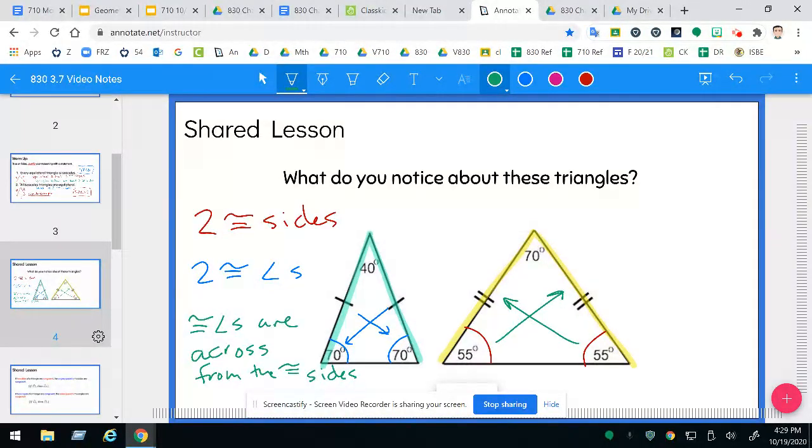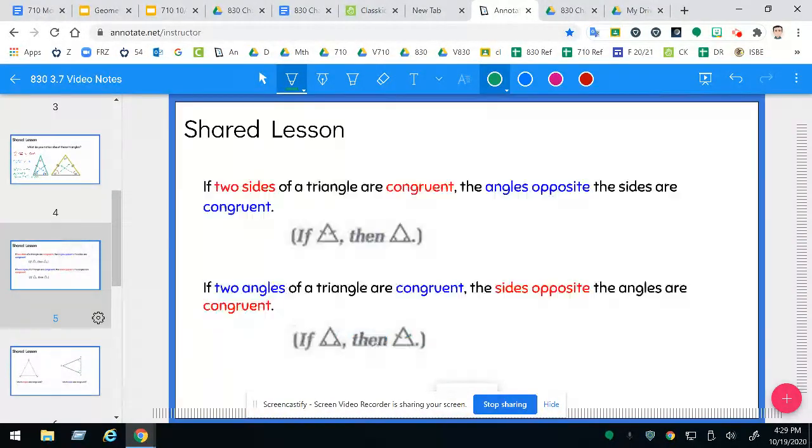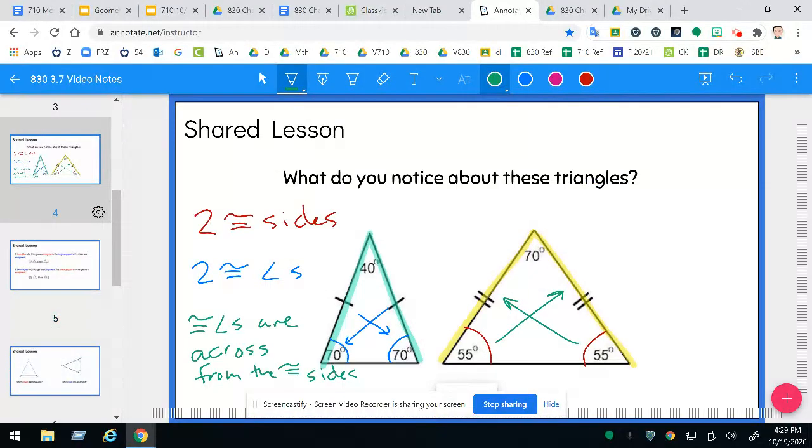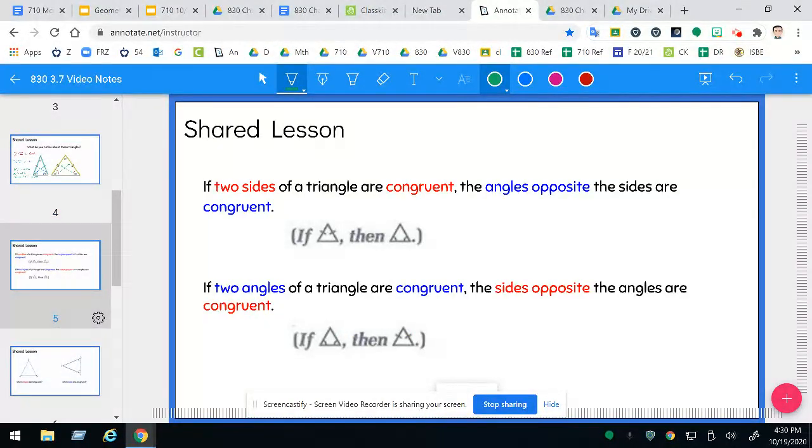So from this example, we're going to jump right into our two theorems today. So here they are. First one says if two sides of a triangle are congruent, then the angles opposite the sides are congruent. Okay? So looking back at our example, both of these triangles we see have two congruent sides, and across from them, opposite from them, are the two congruent angles. It also holds that the converse of this is true. If two angles of a triangle are congruent, then the sides opposite the angles are congruent. And we also have this in symbol form here too.